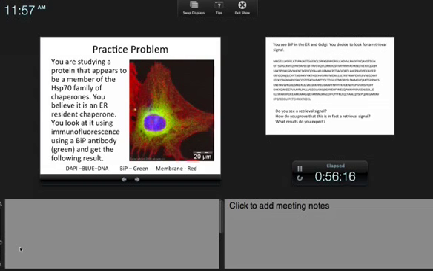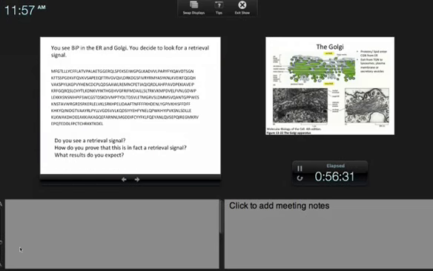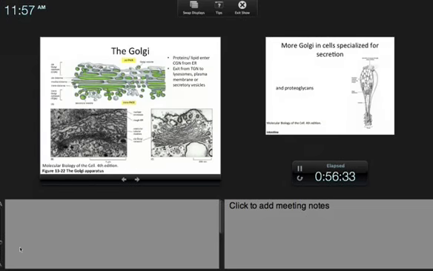The other thing you can do is, let's say you want to do a Western, right? You can look for the presence of the protein inside the cell in the ER, because you can actually isolate your ER and see if it's in the ER, or you can see if it's in the supernatant of your growing cells. Okay, good job, guys.